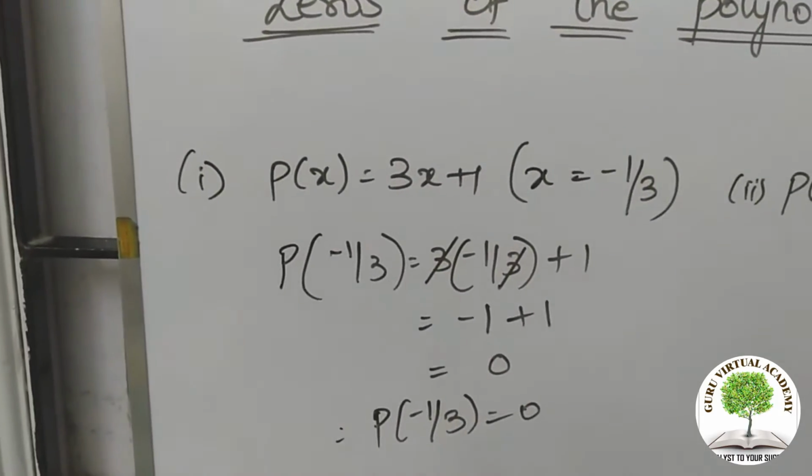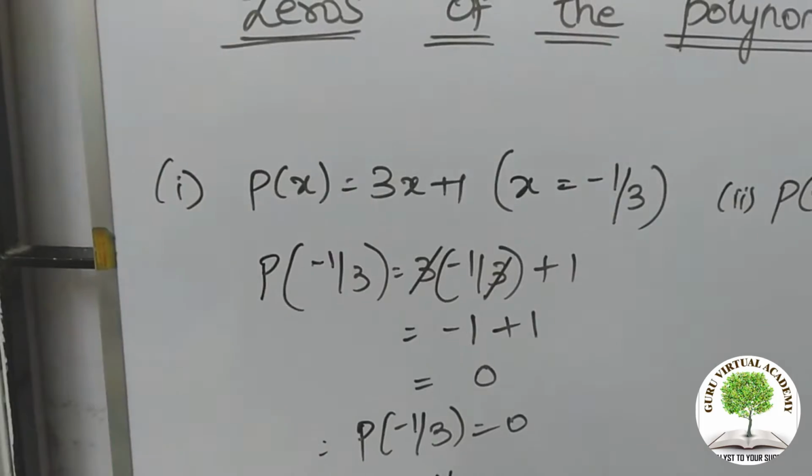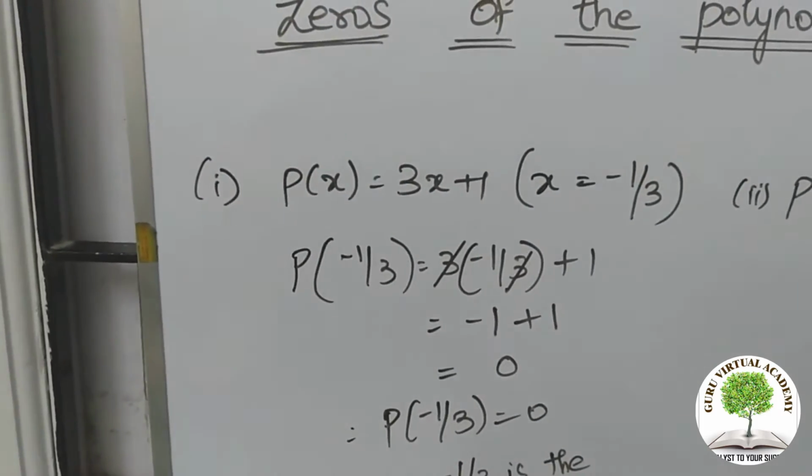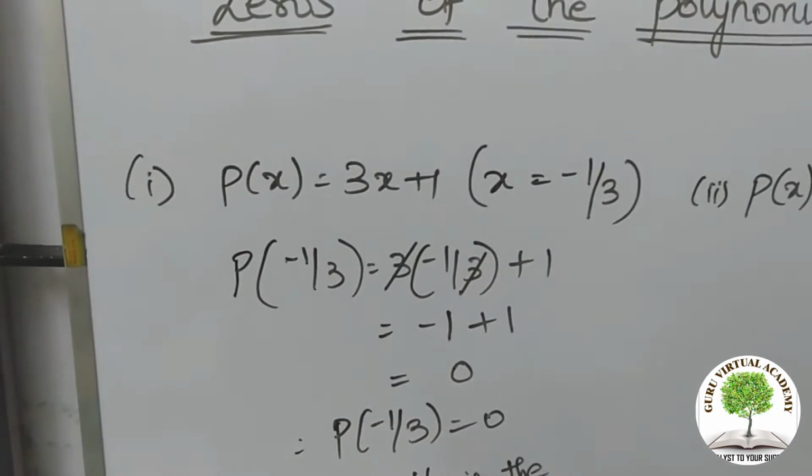So x is equal to minus 1 by 3 is the 0 of the polynomial.